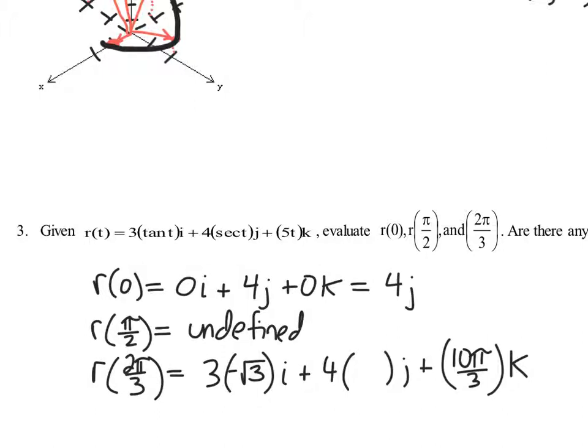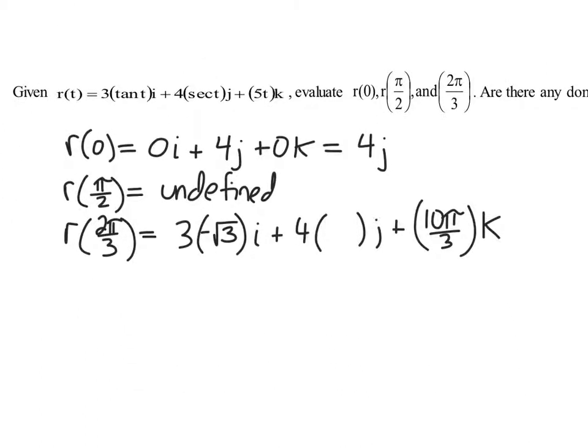It's the 30-degree reference angles where it's the other one. Secant of 2 pi over 3. So that would be the reciprocal of cosine 2 pi over 3. That one should be a little easier. Reciprocal of a half is 2. So negative 2 because it's the second quadrant.